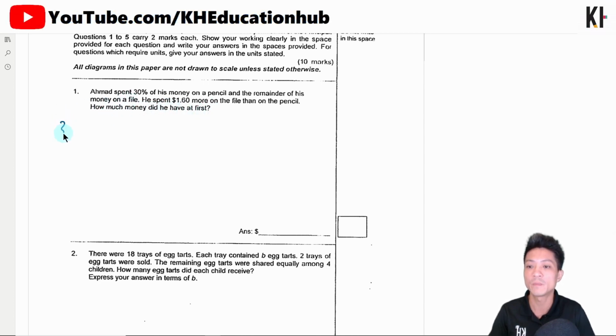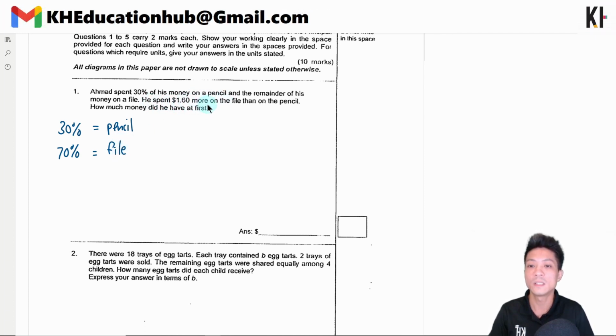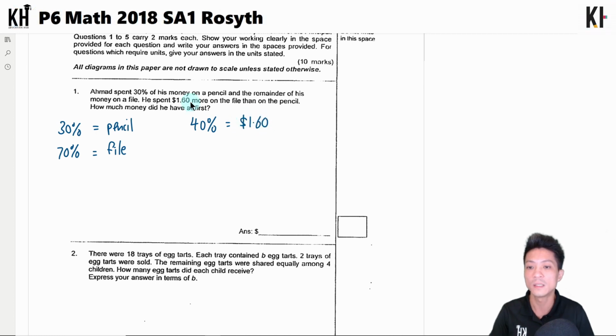If he spent 30% of his money on the pencil, and the remainder of his money, right? The remainder is 70%, that means 70% is spent on the file. Since he spent $1.60 more on the file than the pencil, it means that the 40% more is equal to $1.60. How much money did he have at first?